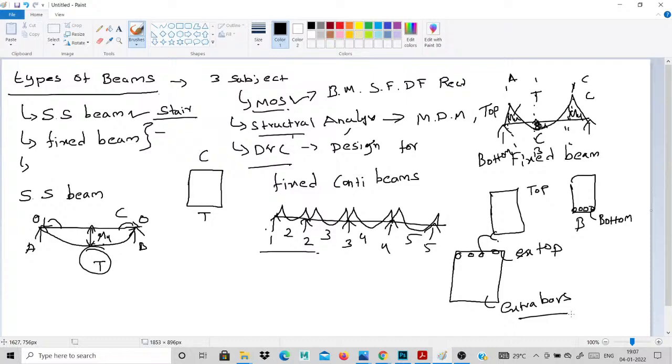Now we'll see this difference: simply supported and fixed beam. Simply supported has only one moment, and a continuous fixed beam has three moments in a single beam. Another one: in the simply supported beam, no moment will be transferred to the column, but in the fixed beam, this moment is transferred to the column. This is the main difference between simply supported and fixed end.